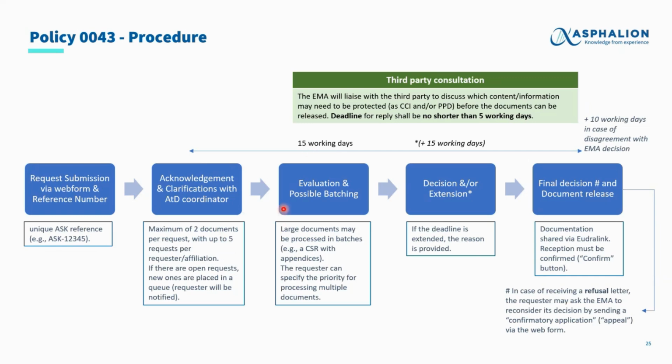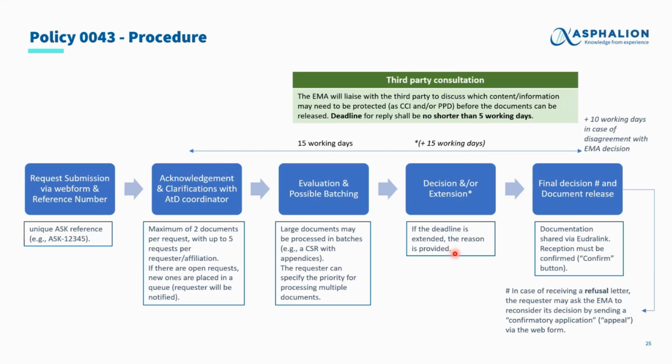Then there is the assessment of the documents of the request received, and a possible batching for providing these documents. So in case the document request is very large, like a CSR with appendices, the delivery to the requester could be done in batches. And then after 15 working days from the reception of clarifications by the coordinator, the requester will receive a decision, so accepting to provide the documents, or informing about an extension of 15 additional working days.